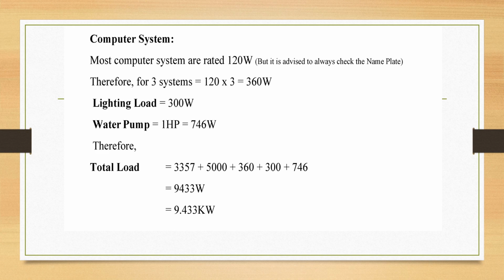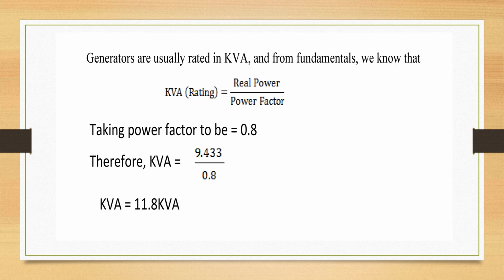So when you add all this together, this 3357 is for the AC, this 5000 is for the lathe machine, the 360 is for the computer system, the 300 is for the lighting load, while the 746 is for the water pump. When you sum all this together, you have 9433, which is 9.433 kilowatts. I guess we got that.